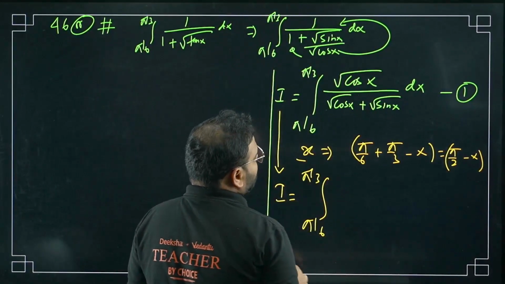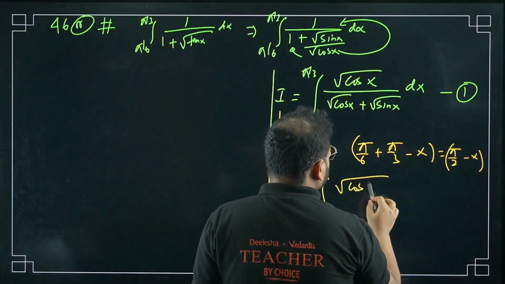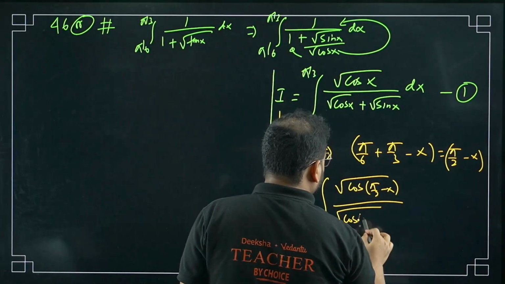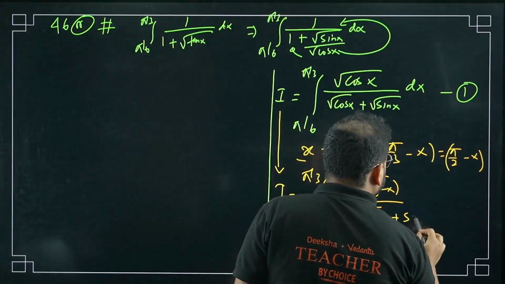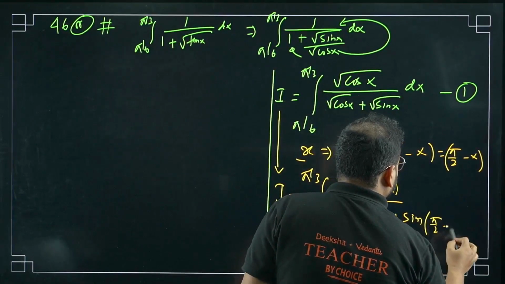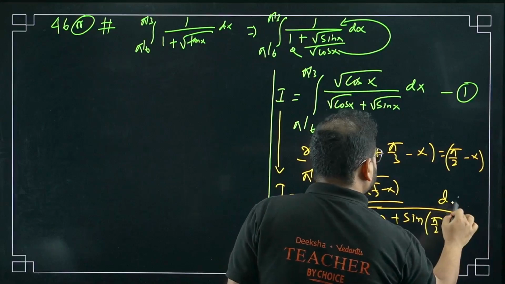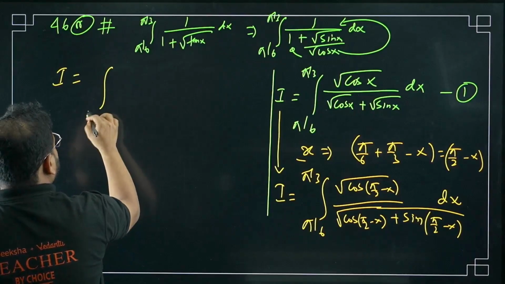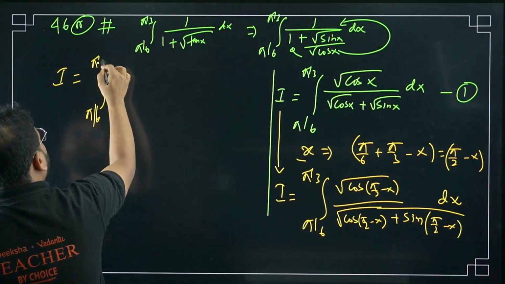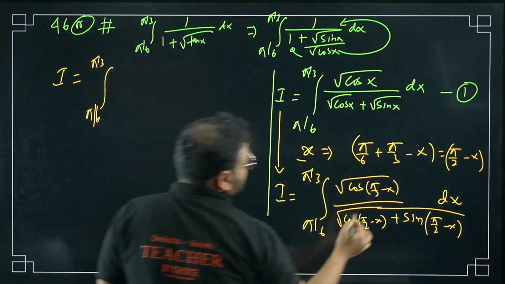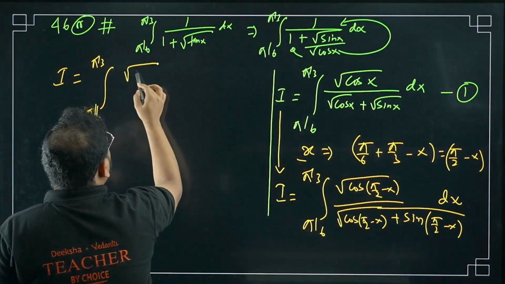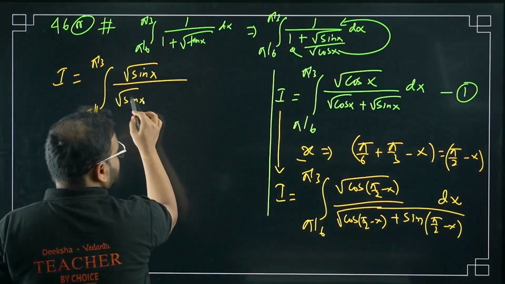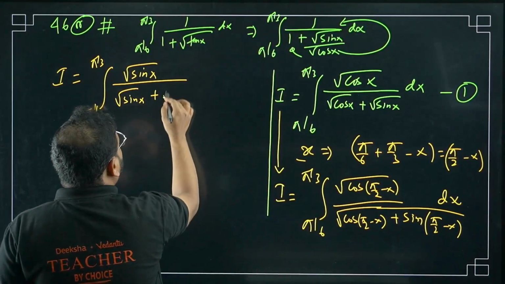Using the property we learned right now, it will become root of cos of pi by 2 minus x divided by cos of pi by 2 minus x plus sine of pi by 2 minus x. Yes or no? There is dx, no change in that. So I equals the integral from pi by 6 to pi by 3, limits remain the same, of root of cos of pi by 2 minus x, which becomes root of sine x, and the denominator becomes root of sine x plus root of cos x.